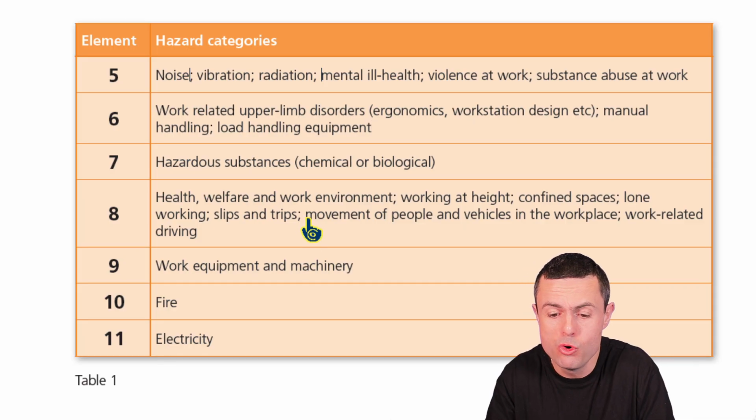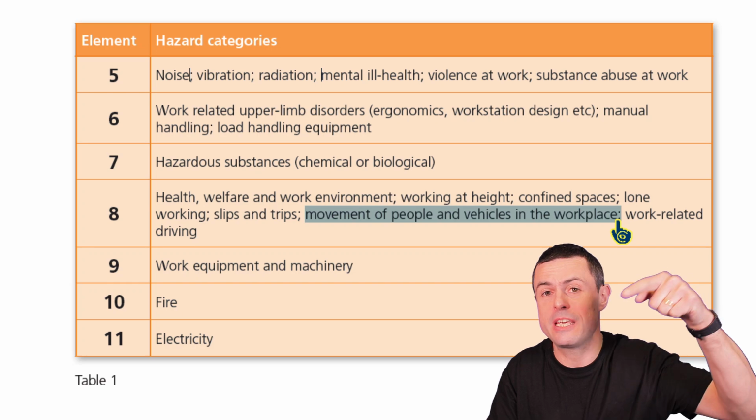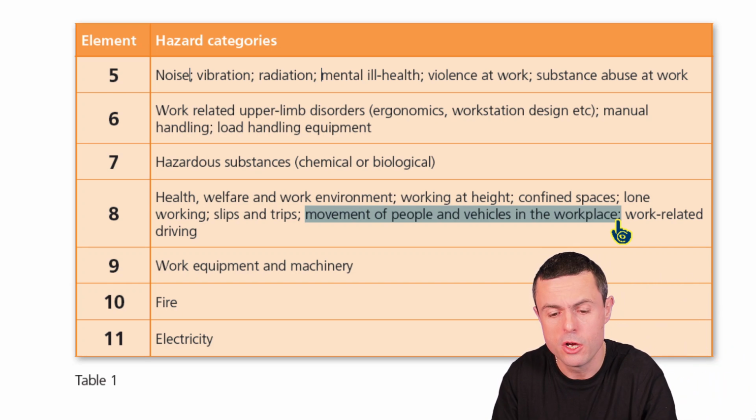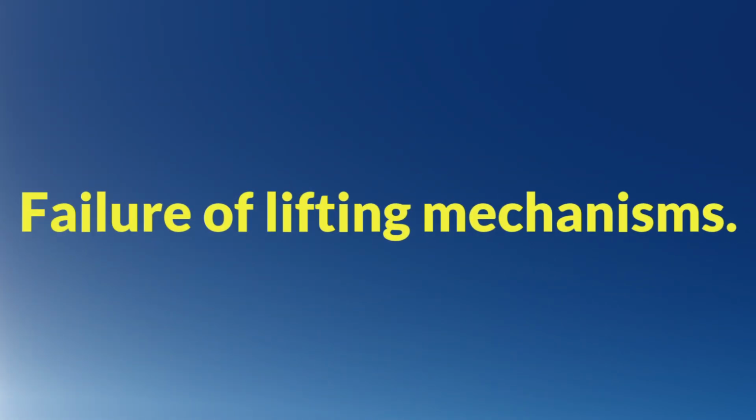The hazard category here is movement of people and vehicles in the workplace. If you want to talk about collision, it goes in that category, not any other category. So we don't want to talk about that. We want to talk about the things we discussed in load handling, which is losing loads, failure of lifting mechanisms, and the overturning of the forklift.